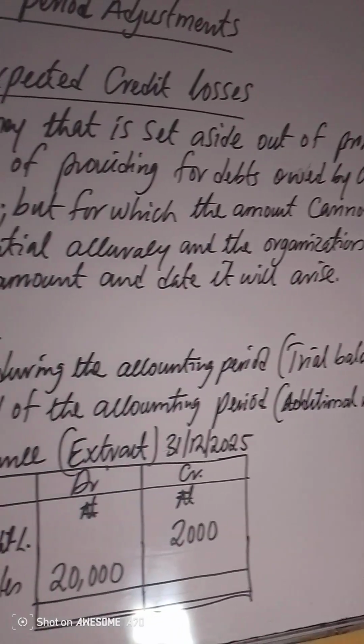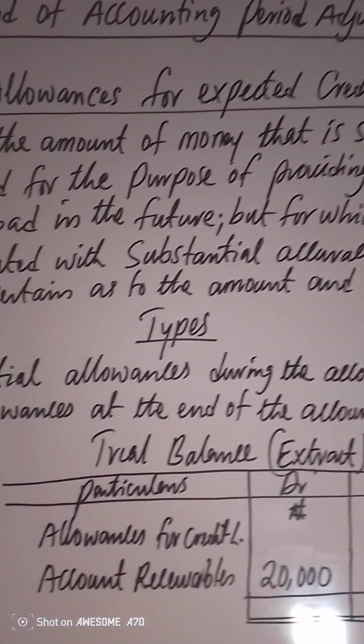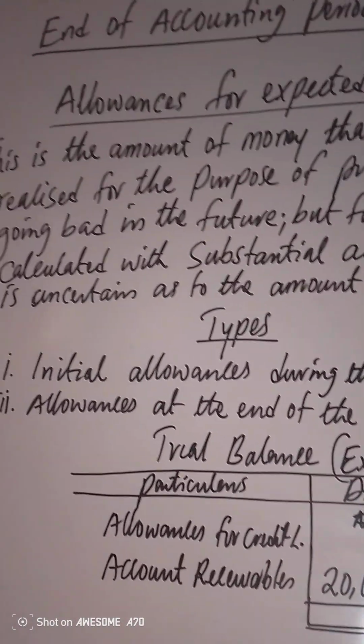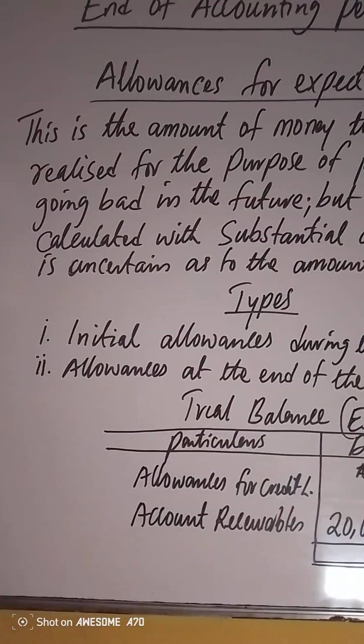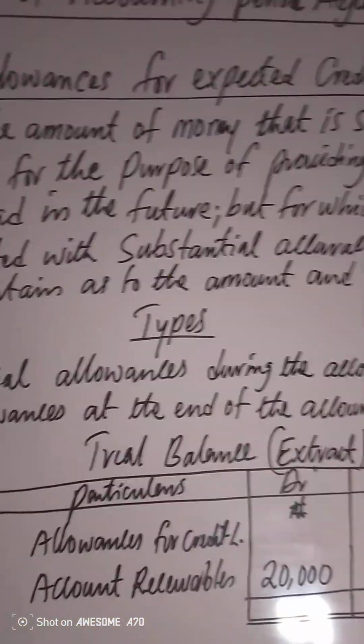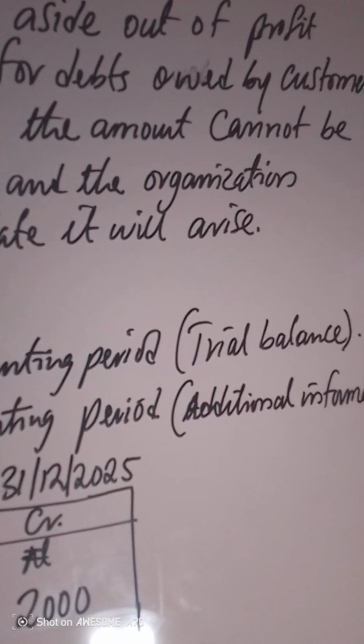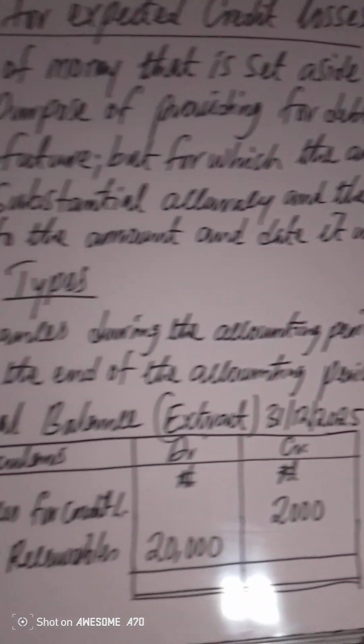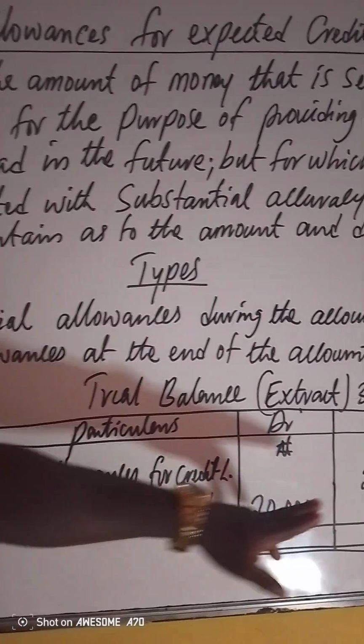Or sometimes it will be based on the previous year amount that was expected not to be collected that will be brought forward. So the initial allowance during the year or accounting period is normally found in the trial balance. As you can see, allowance for credit losses, or what is called provision for bad debts. You will see it in the credit side.